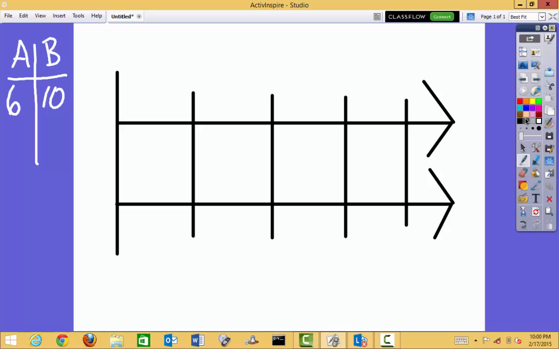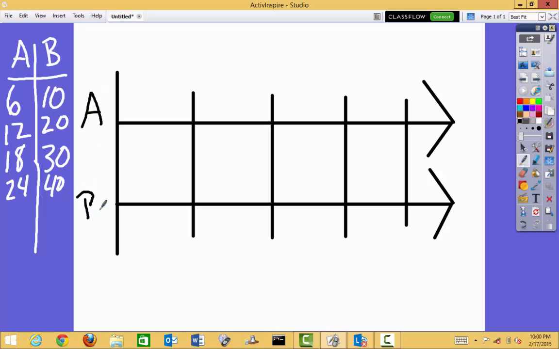double number line. So first, before I make my double number line, I'm going to construct my ratio table so I can transpose it over. 12 and 20, 18 and 30, and 24 and 40. So I'm just going to copy this over. So I'm going to have A's for my top row, B's for the bottom of the double number line. I'm just going to label it 6, 12, 18, 24. And on the bottom is going to be 10, 20, 30, 40.